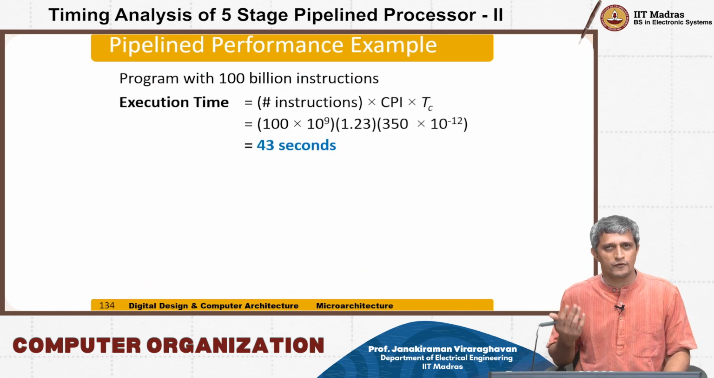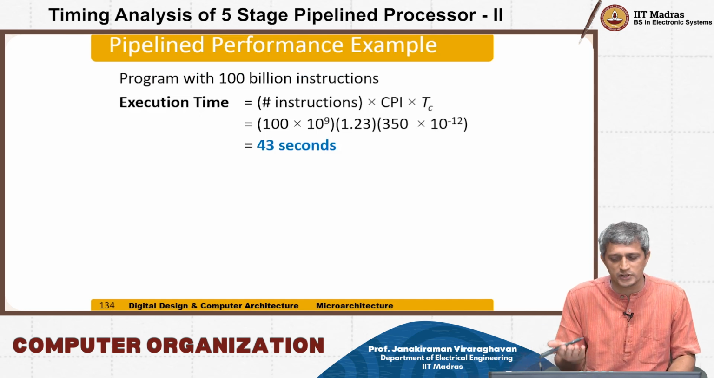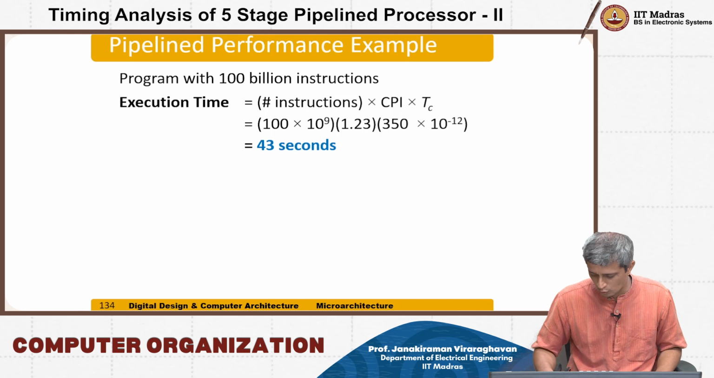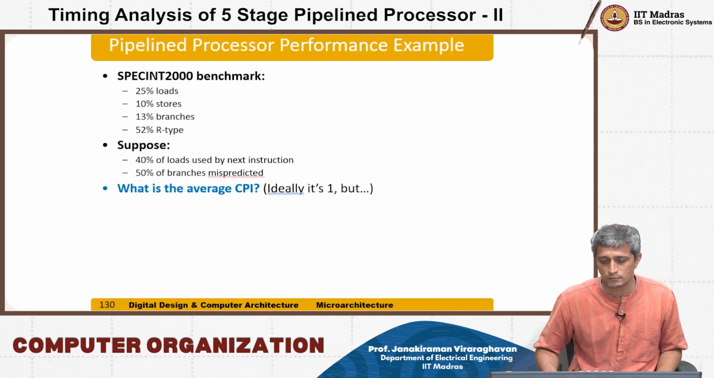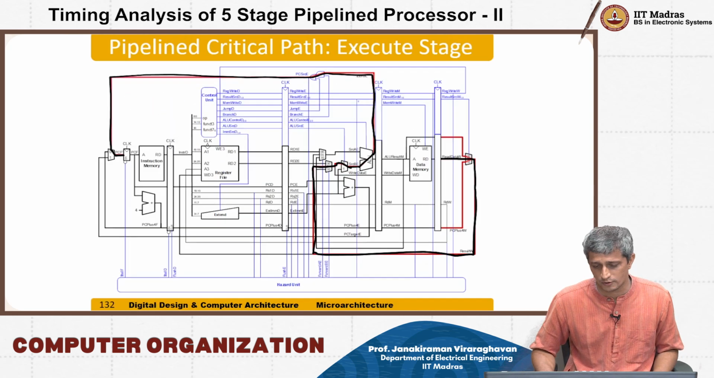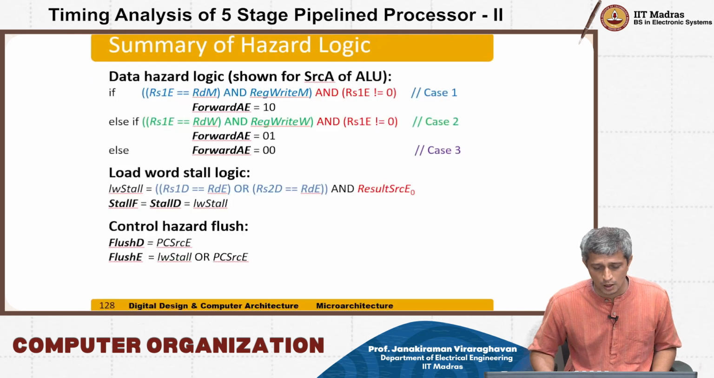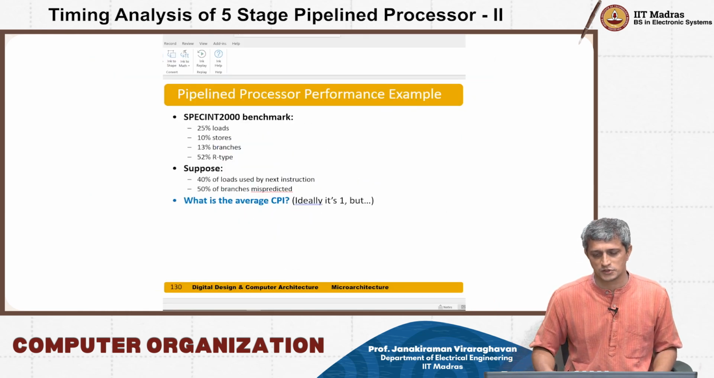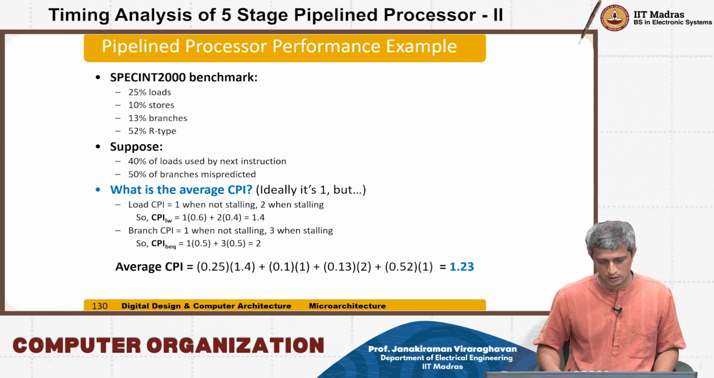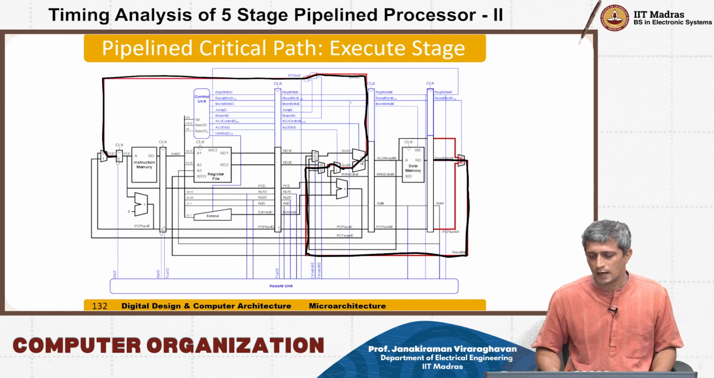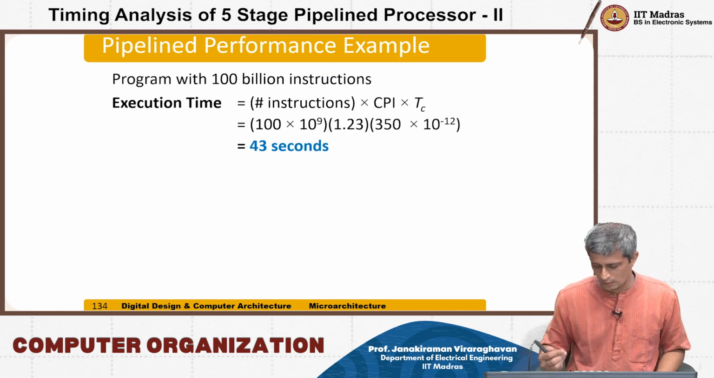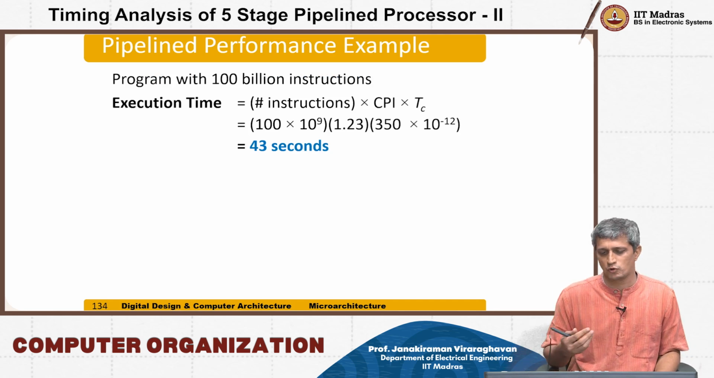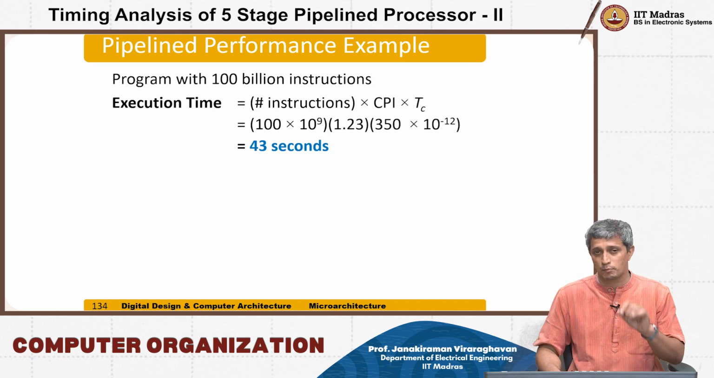So based on this, we take the 100 billion instructions with the CPI that we just calculated, which is 1.23. Remember that when we looked at the CPI for this set of instructions and the average CPI, we found that answer to be 1.23. We plug that in here. So if you look at this, 350 picoseconds times 100 billion instructions times 1.23, you get 43 seconds as the answer for the pipeline processor.